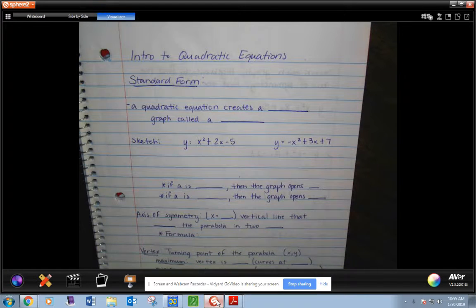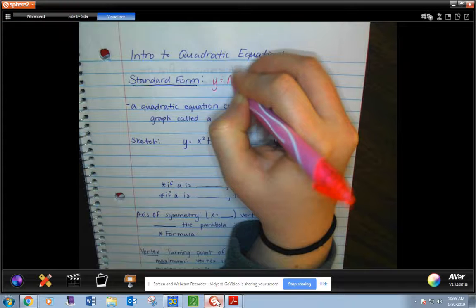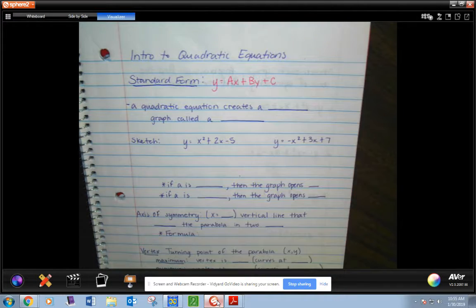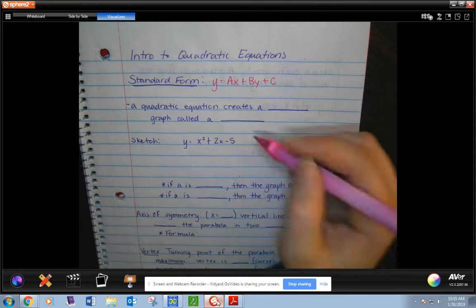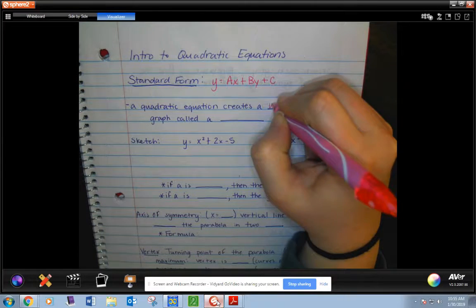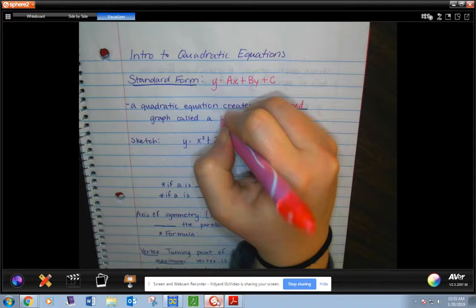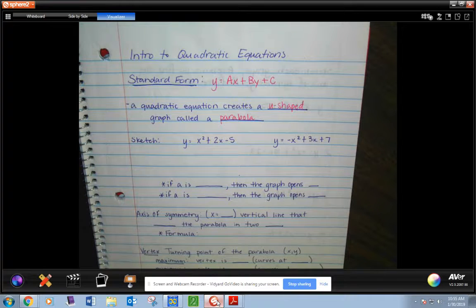The standard form for quadratic equations is y equals ax squared plus bx plus c. A, b, and c can be any number, and x and y have to stay put. Okay, now a quadratic equation creates a U-shaped graph, and we call it a parabola. It looks like "parabola," but it's pronounced "parabola."